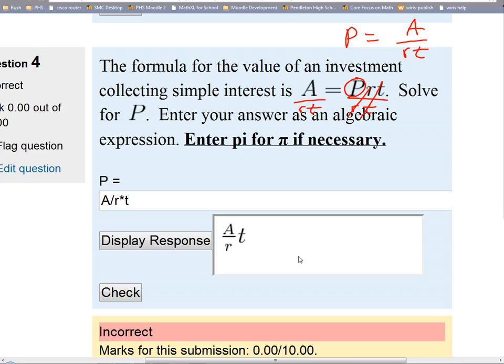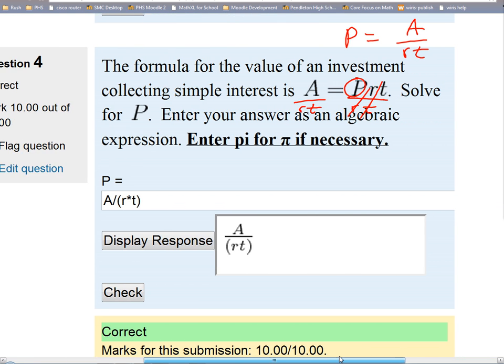Well, the computer just followed order of operations. It took a divided by r and got that fraction, and then it multiplied everything by t. It did what we told it to, but what we really need to do instead is put parentheses around the bottom so the whole thing is being divided by a. Like that, right? That looks better, doesn't it? So now if I hit check, I'm in the money. That's good.